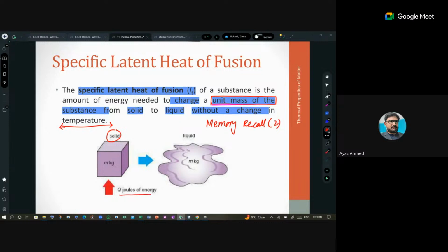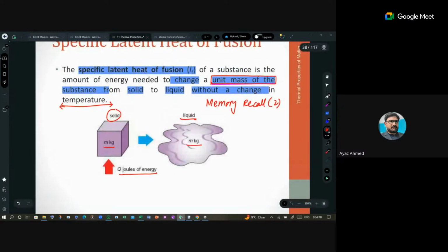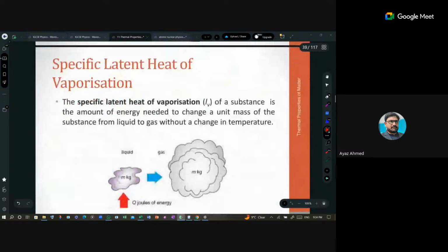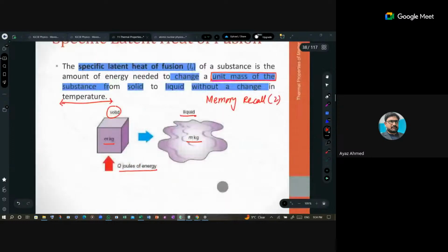Now I have a solid and I'm going to convert it. I'm going to give some heat to this, and now it is converted to liquid. Now check this one. Its mass does not change. Check karo, its mass is the same. So that amount of heat which is required for that purpose is called its specific latent heat of fusion. Should I write down the formula?